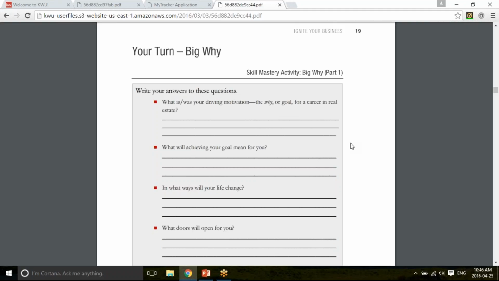So the next question was, in what ways will your life change? We've touched on that a little bit. In some cases it's monetarily, in some cases it's balance in life, in some cases it's financial stability, in some cases it's setting an example.